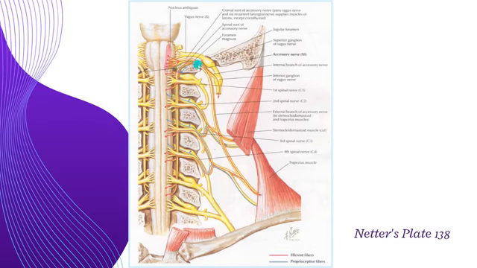And then it will join with the cranial root of the accessory nerve, exit through the jugular foramen, where the cranial root will split from the spinal root and join the vagus nerve, and then the spinal root will continue inferiorly to supply trapezius and sternocleidomastoid. So if you think about what would happen with a lesion of the accessory nerve, then you can really think about it based on what muscles it innervates.